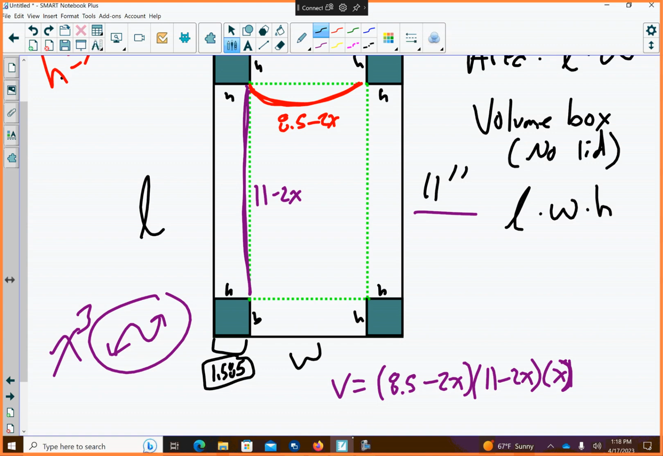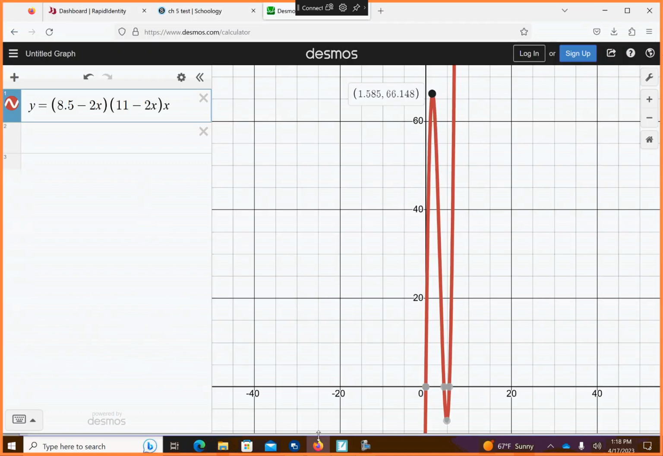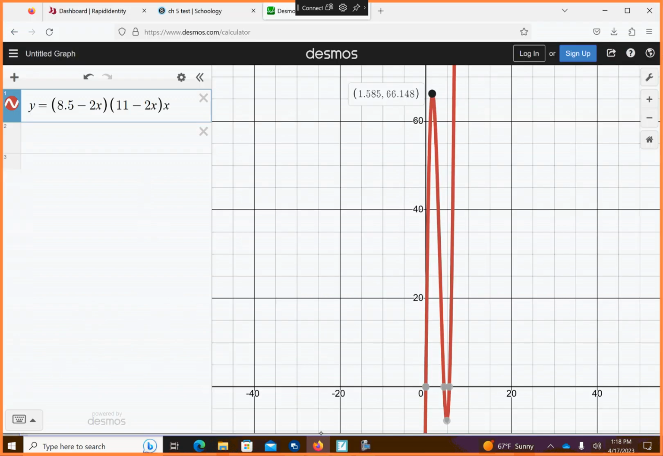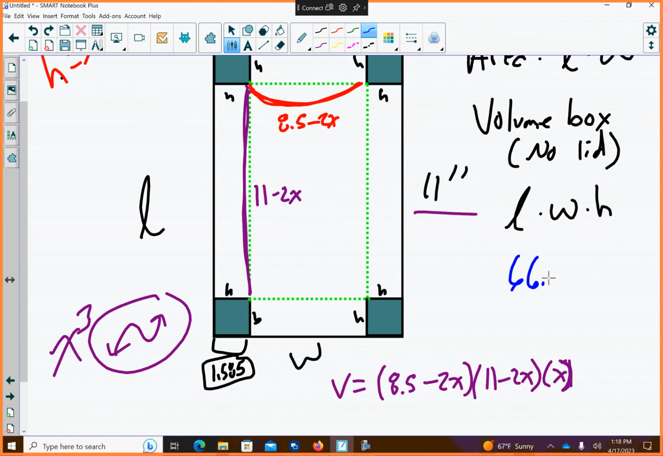That means that my volume will be 66.148 inches cubed. Okay, this is my maximum volume.